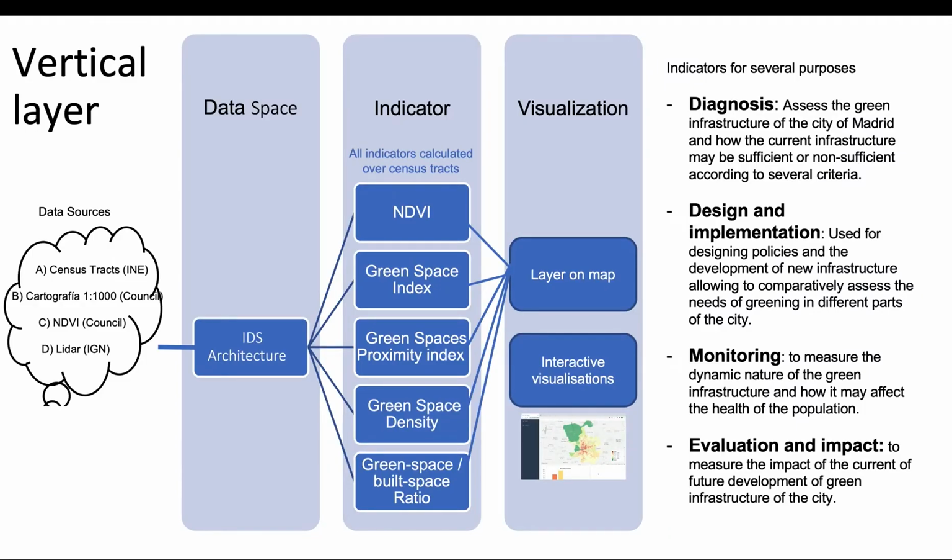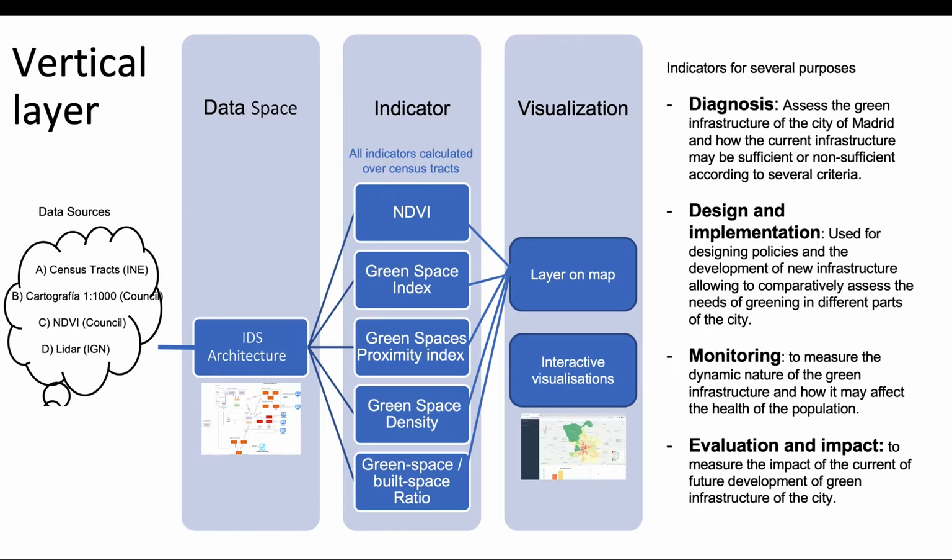When we move into the vertical layer, we have been working with data sources coming from different providers, which have been made available using the IDS architecture, the previously presented architecture. And we have derived 5 indicators, some of them already well known and others that we have created that are related to understanding better the green spaces in the city.